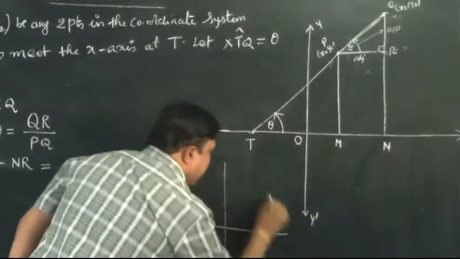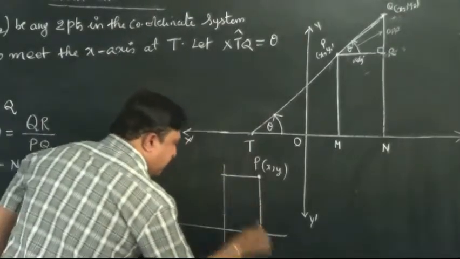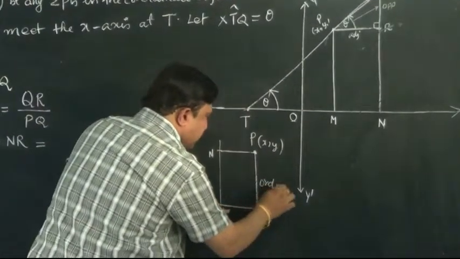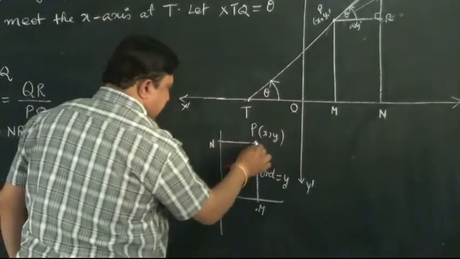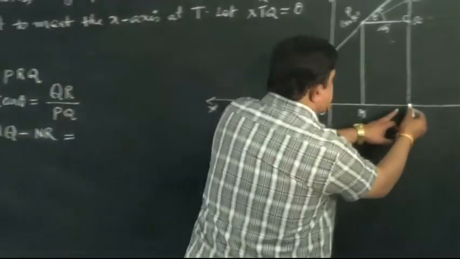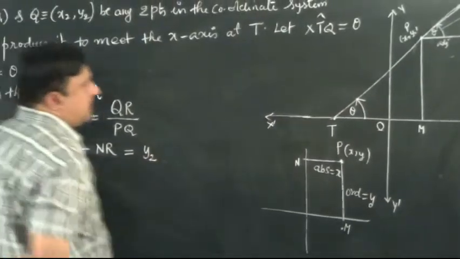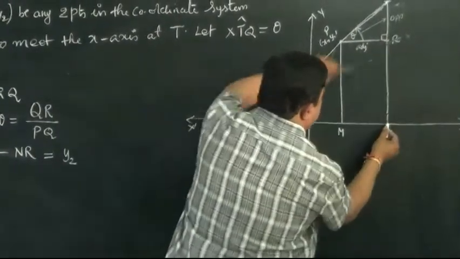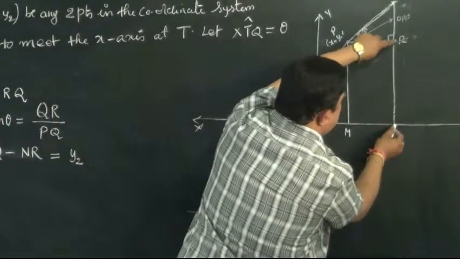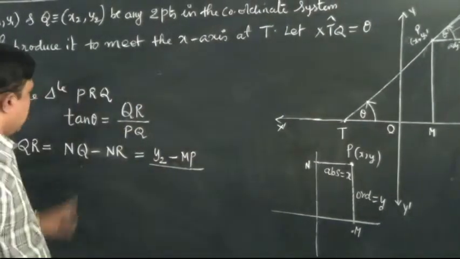You know that if you draw any point, say P (x, y), PM and PN, what is PM? PM is the ordinate, which is equal to y, and PN is the abscissa of P, that is equal to x. In the same way, NQ is the ordinate of Q, which is equal to y2. So I write NQ as y2 minus NR. NR is numerically equal to MP. So y2 minus MP divided by PQ.